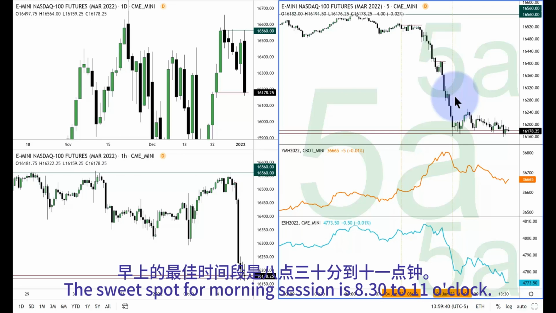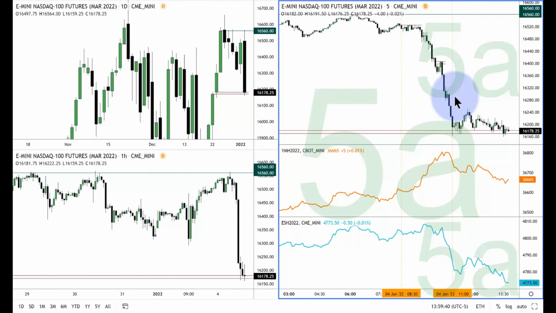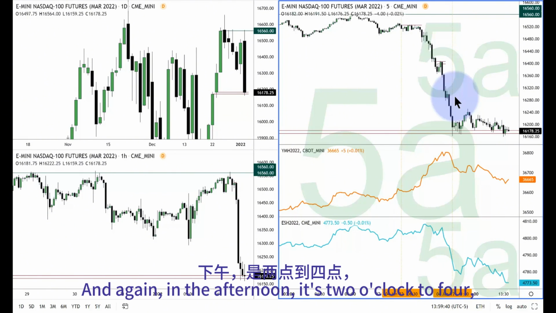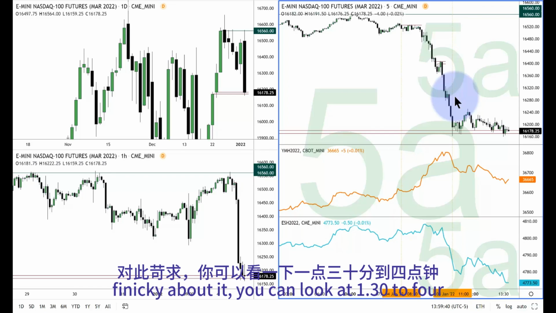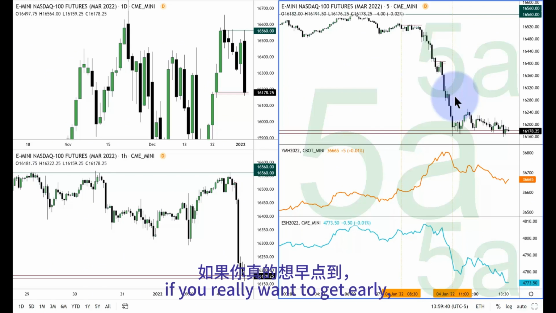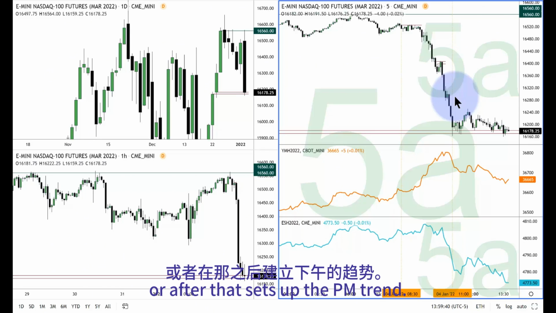The sweet spot for morning session is 8:30 to 11 o'clock. That is it. That's why I taught it to you. This is the way it is. And again, in the afternoon, it's 2 o'clock to 4. Okay, and if you really want to be finicky about it, you can look at 1:30 to 4 if you really want to get early, but I prefer moves around 2 o'clock or after that sets up the PM trend.